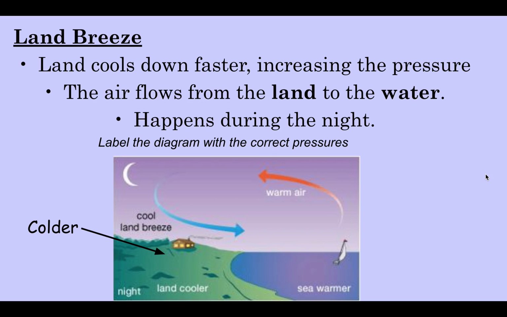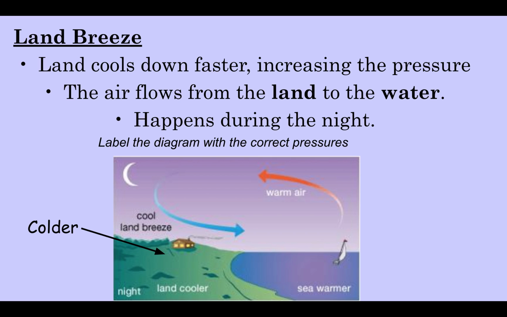But what happens at night? At night, we have what's called a land breeze. A land breeze is when land cools down faster, increasing the pressure. The air flows from the land to the water, and this happens during the night.